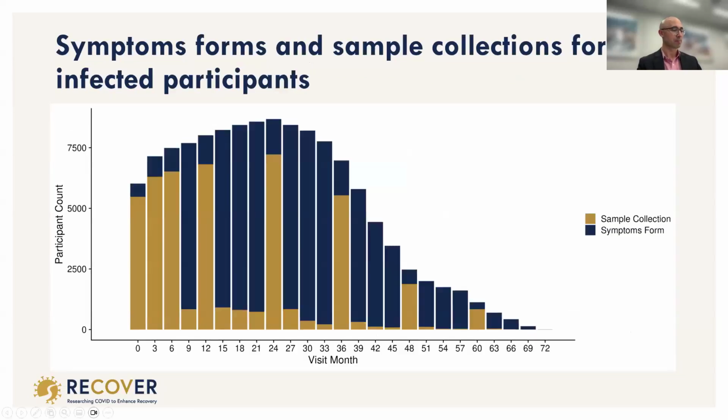We can go to the next slide. This is the same data. So we're looking at the exact same thing. All the numbers are the same on these bars. I've just overlaid the sample collections. So here, hopefully it's clear to see, the symptom forms are collected every 3 months. And the sample collections are on a different schedule. For acute participants, they have 3 sample collections in the first 6 months. Everyone else does annual collections after that.